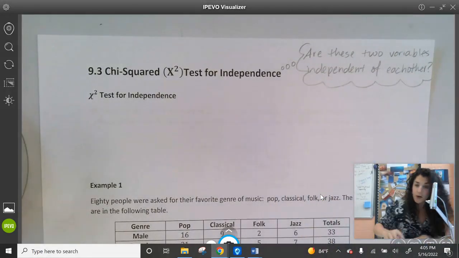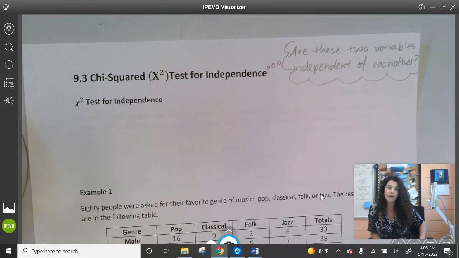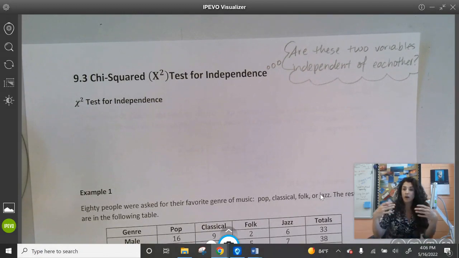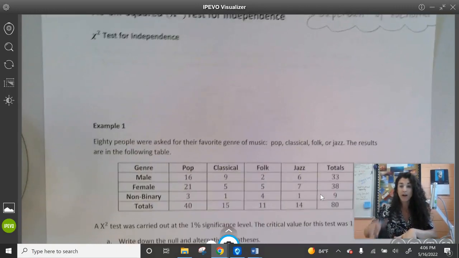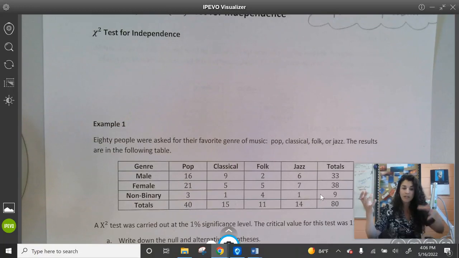Whereas on our previous test, we expected our sample to follow a specific distribution, and then we were saying, okay, did it actually hit that distribution? Now our test for independence is saying, okay, we've got this one idea, this one variable, and this other idea, this other variable. And we're saying, okay, are they influencing each other at all?